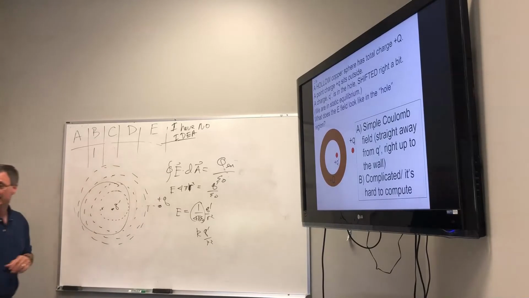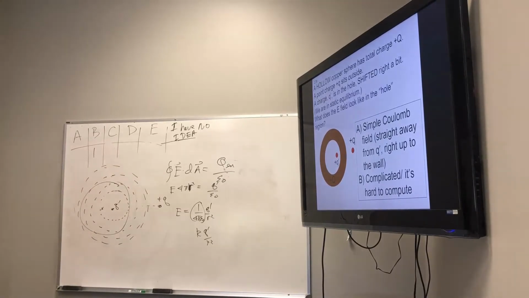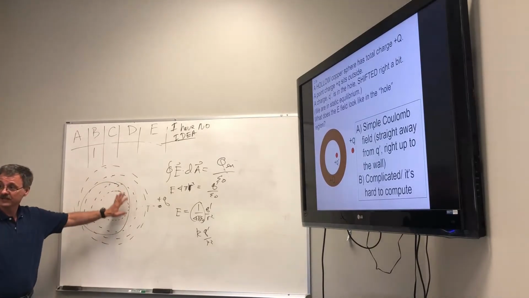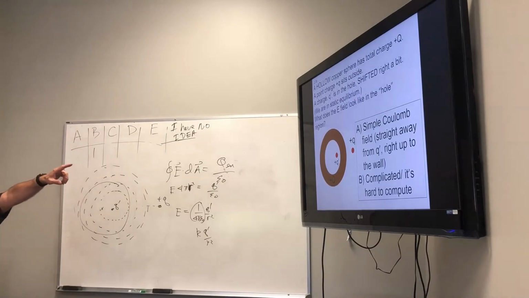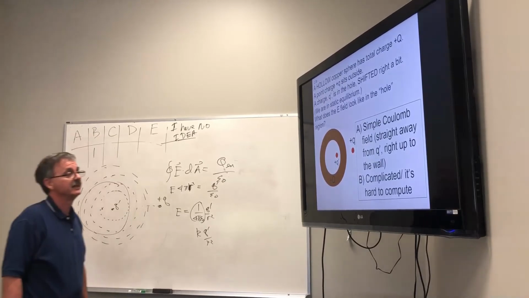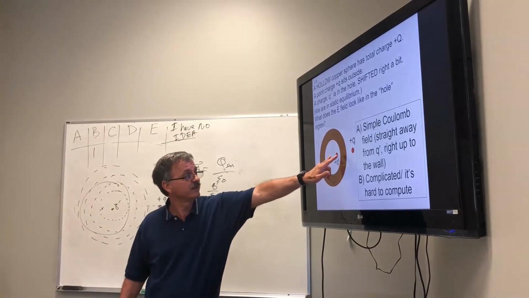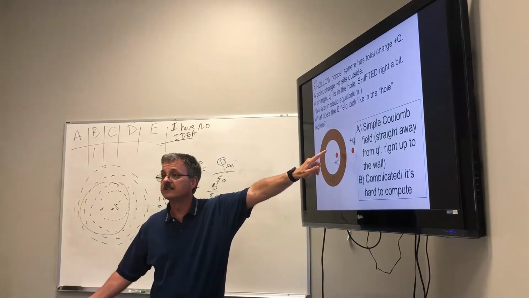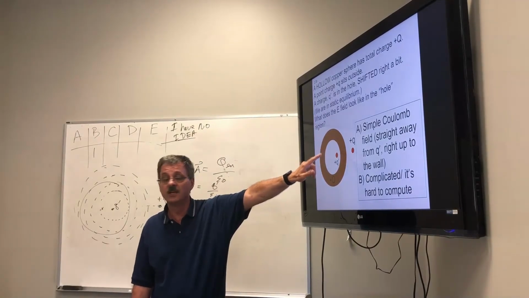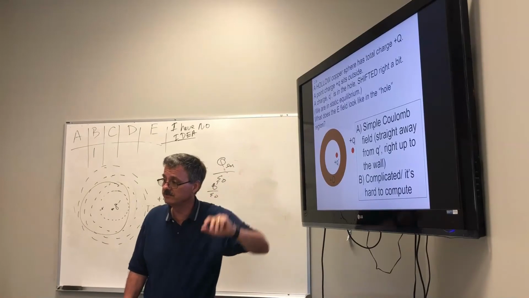Now the system is not symmetrical. So I could do it in a small region around Q, but the question asks what the electric field looks like in the whole hole region, right? I could do it in a radius about that big around there, and I'd be very confident it would act like a standard spherical charge. But once I got out of that, it wouldn't.